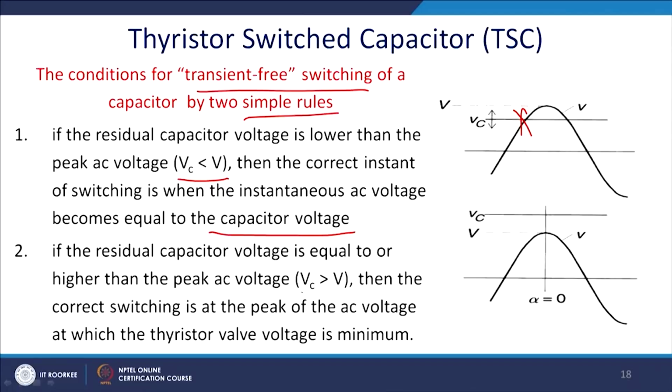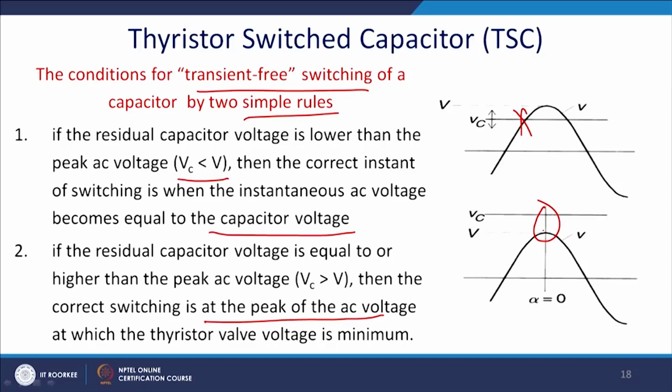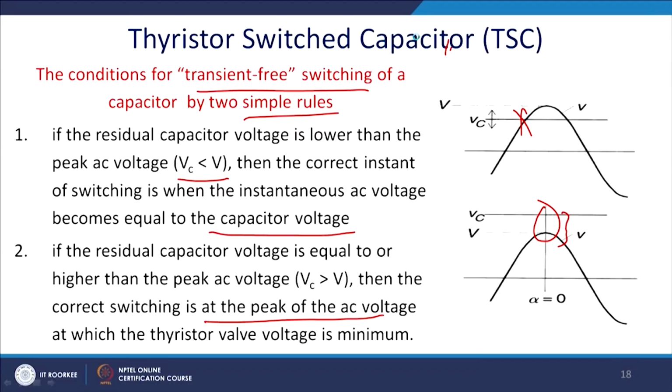If the residual voltage is equal to or higher than the peak voltage of Vc, which generally does not happen, then the correct switching instant will be at the peak, where the thyristor valve will have a minimum voltage. So, we should be switching on at the peak, so the rate of dV/dt is very low. We have to make dV/dt low so that the current, that is C dV/dt, will be low. So, this is the principle of operation.